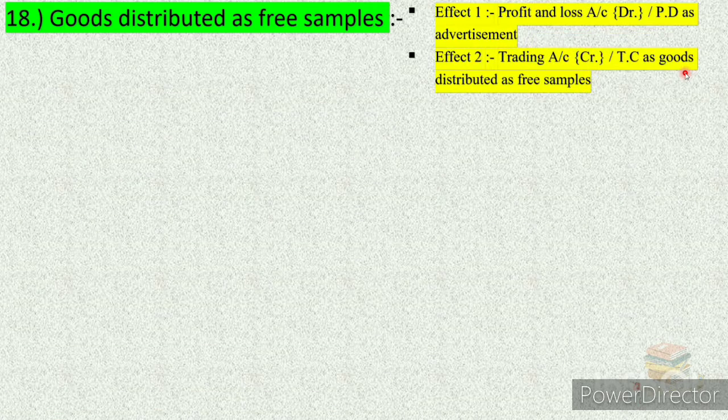18th, it's goods distributed as free sample. Sometimes, if you have noticed in a magazine or newspaper, you get pouches of shampoo which are newly launched. That is for advertisement purposes, so it is not a loss for the firm. So its first effect is in profit and loss account debit side, which is written as advertisement. Second effect is in trading account credit side as goods distributed as free sample.